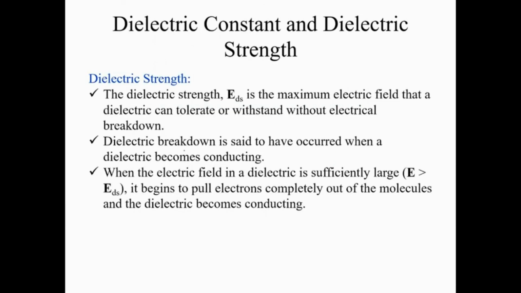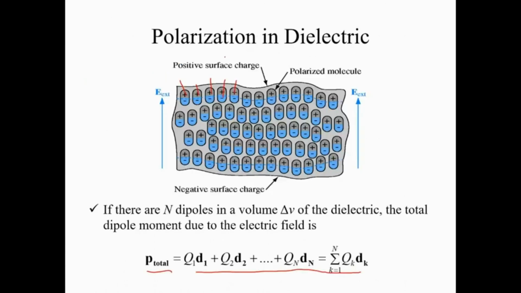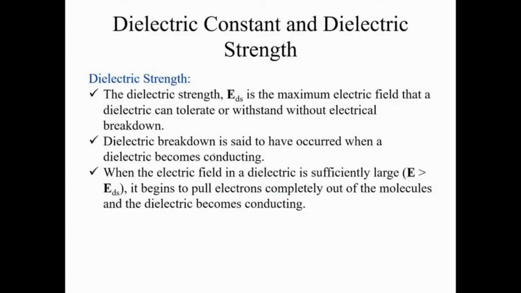Now we move on to the dielectric strength. So what is dielectric strength? The dielectric strength is the maximum electric field that a dielectric can tolerate or withstand without electrical breakdown. This is the maximum value that it can withstand. After it breaks down, the dielectric will become conductive, meaning the electrons run out from the atom, can move freely, and it becomes a conductor.